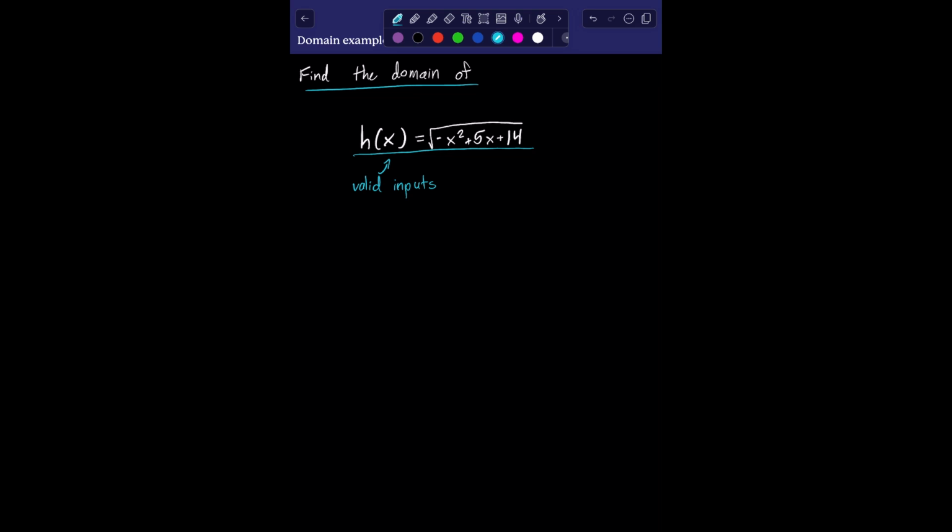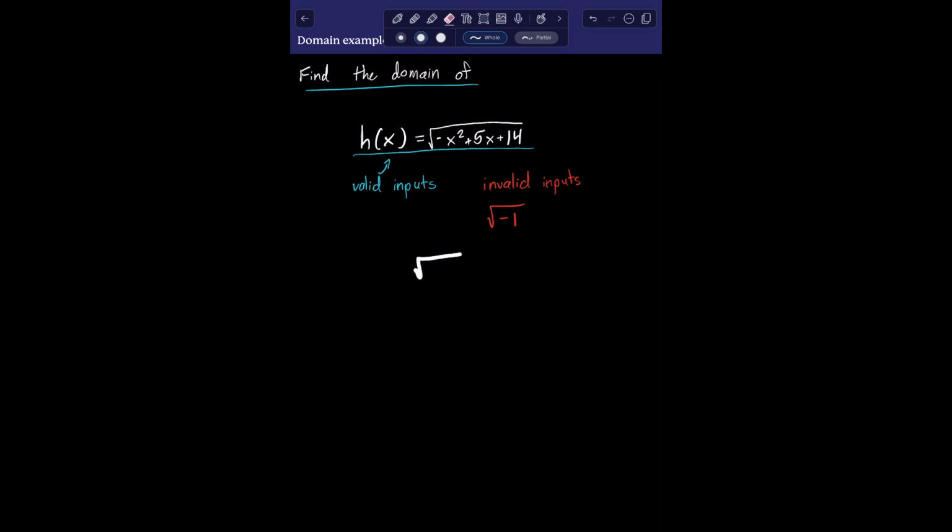In order to do this, it's easier to find the invalid inputs and exclude those from the domain and include everything else. So to do this, we want to know what rules of mathematics we could possibly break by plugging in a number to this function h of x. The rule that we could break here is taking the square root of a negative number. We don't want this to occur, so we have to exclude any x values that have this happen.